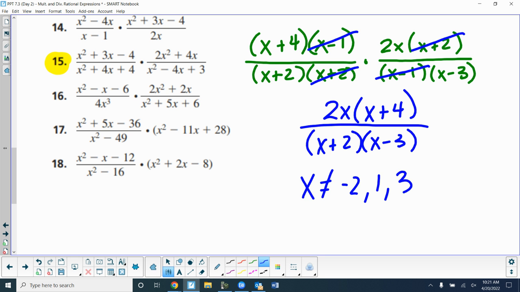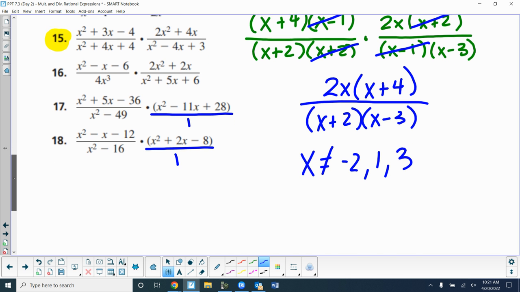Just put these over what? 1. Yeah, that's all. Jordan, can you go over the steps? Sure.